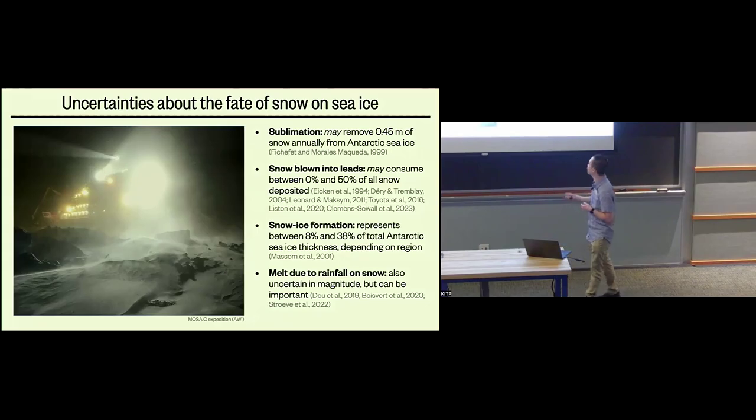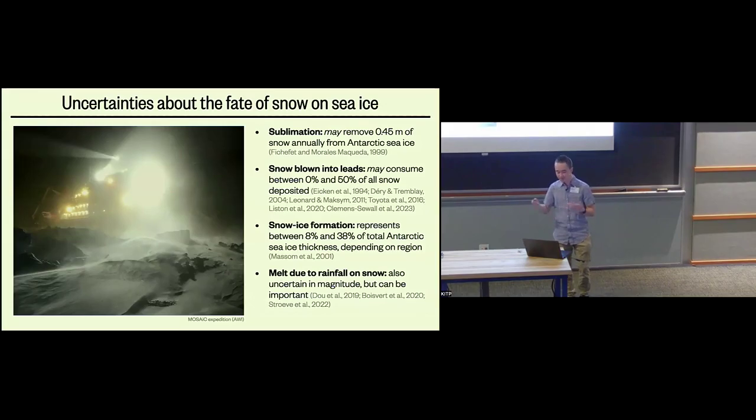So for one, as I alluded to earlier, snow becomes more vulnerable to sublimation when it gets lofted into the air by the wind. When that happens, one model suggests that this may remove around a quarter of snow annually from Antarctic sea ice, but this is pretty uncertain. That wind-blown snow is then easily trapped into leads, cracks in the sea ice, where it may melt into the ocean. And field observations suggest that as much as half of all snow that gets deposited, or on the other hand, almost no snow, might get trapped in leads.